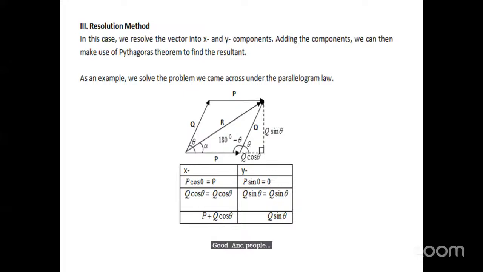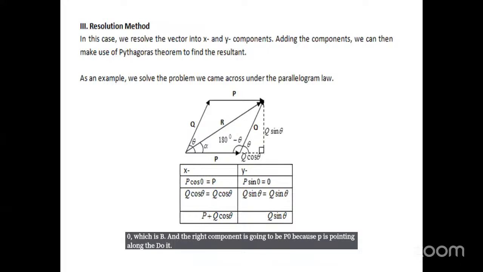So the X component is going to be P cos theta, and the Y component is going to be P sin theta. When will we get the slide? And for P, the Y component is 0 because P is pointing along the X axis.